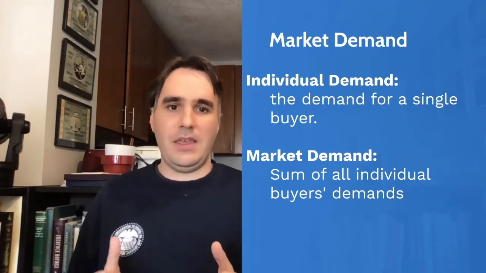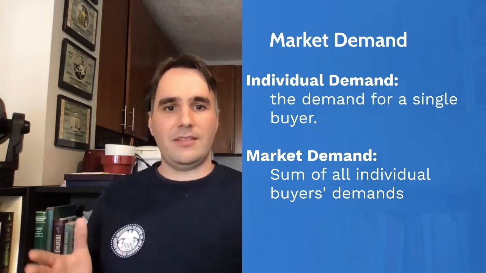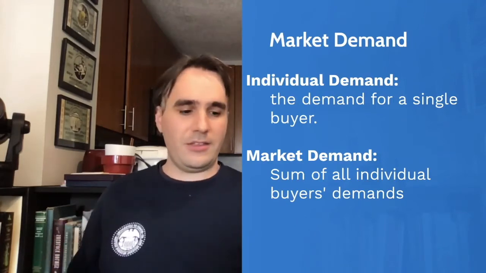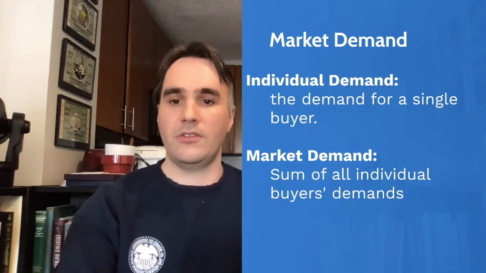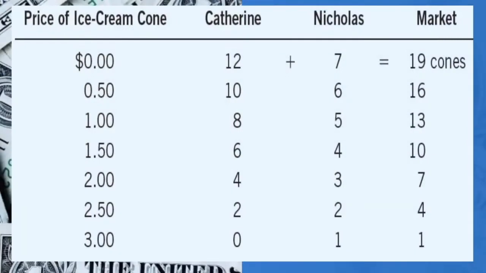And that's going to be our market demand. It's going to be the sum. So I think it's going to be easier to see this from the table. So here we have a sort of a table, and let's just say this market is just made up of Catherine and Nicholas. So for Catherine and Nicholas, we each have their demand schedules.